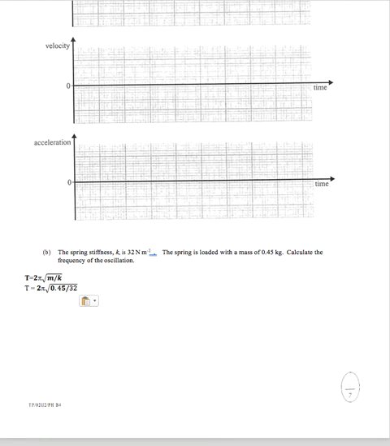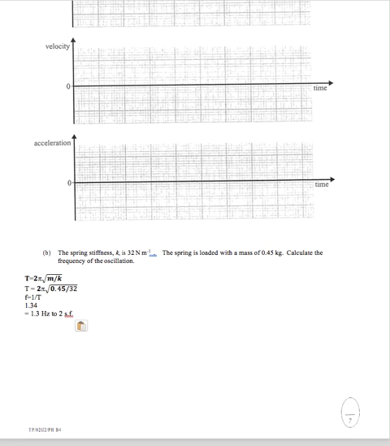So we do 1 over that. And we get 1.34. And then we think, how many sig figs could we have? Well, we can only have 2. So it's 1.3 hertz to 2 sig figs.